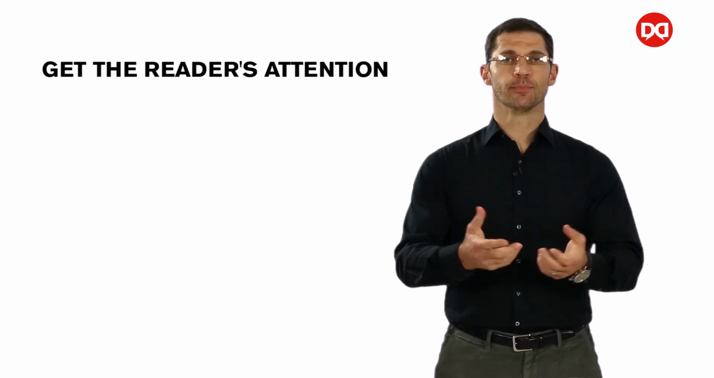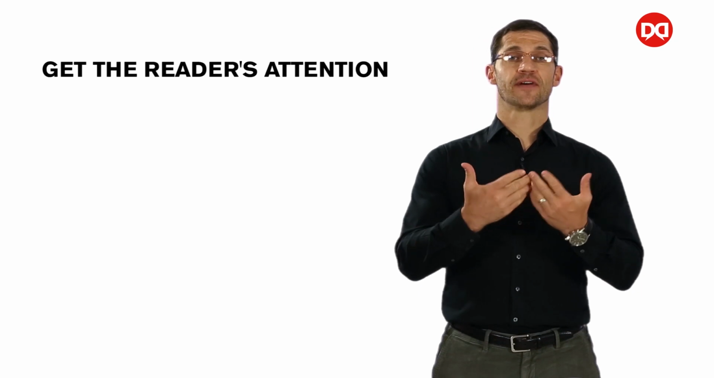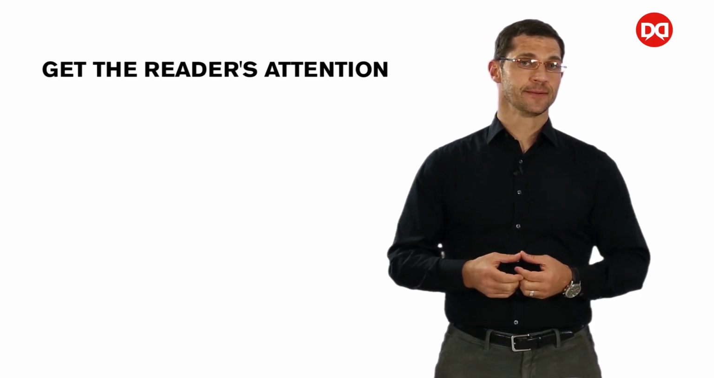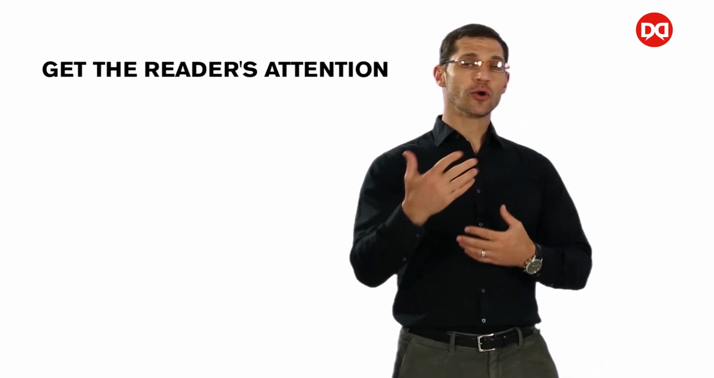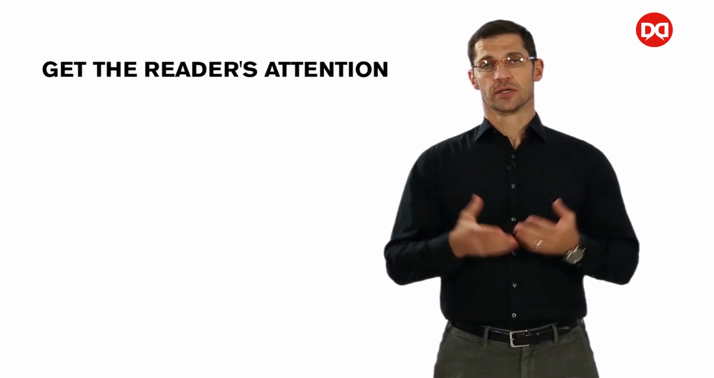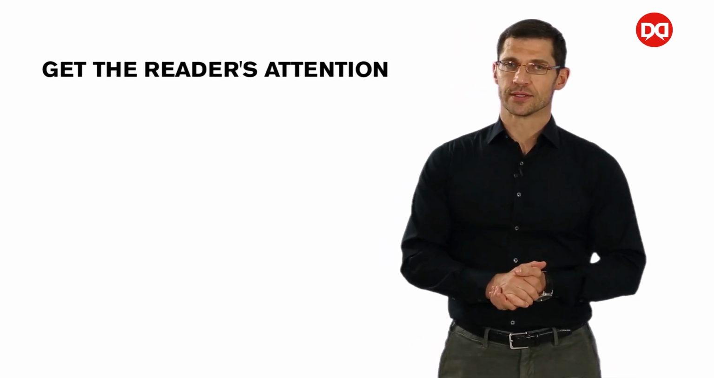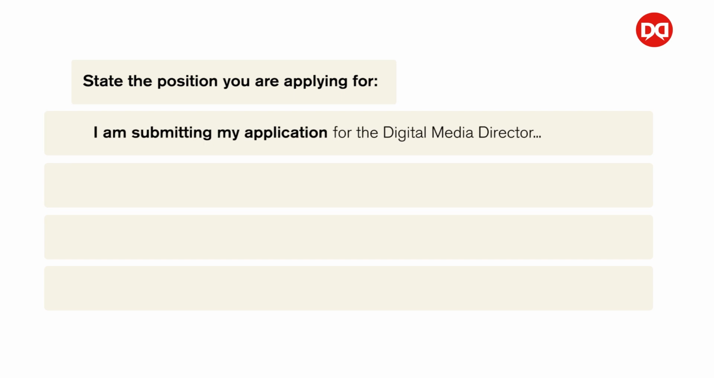What are you supposed to do in the opening paragraph? Well, of course, you need to get the reader's attention. You need to pull them in, clearly identifying the purpose, the reason that you're writing, and how you're going to get their attention is going to be done in the following ways. Number 1, state the position that you are applying for. An example: I'm submitting my application for the digital media director.